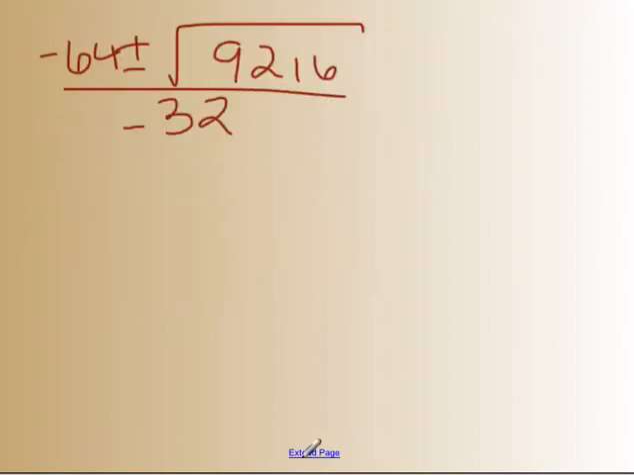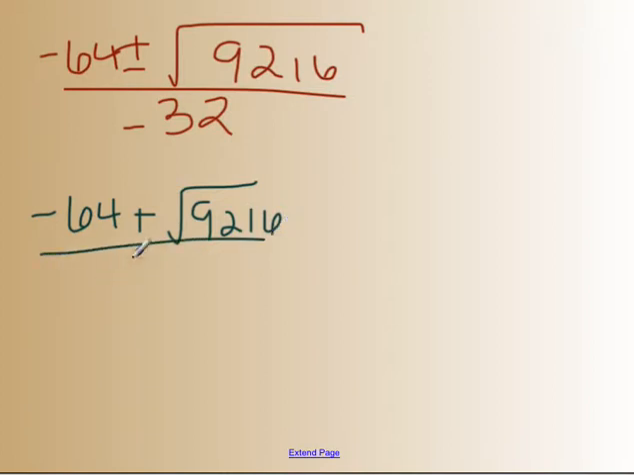So now we're going to split it up into our two versions. First I'm going to do my positive version. So I have negative 64 plus the square root of 9216. Then I hit enter and divide by negative 32. When I do that, I get negative 1. I don't want a negative answer. I have to throw that one out.